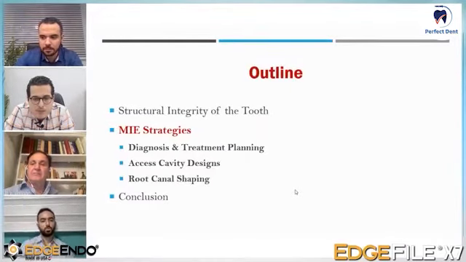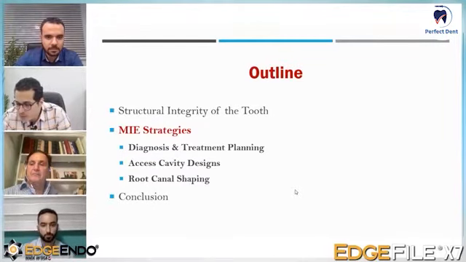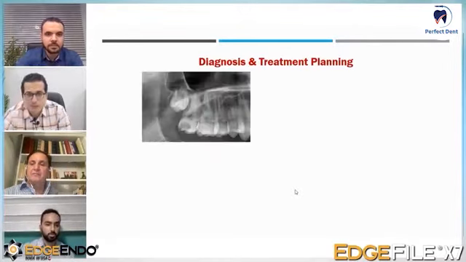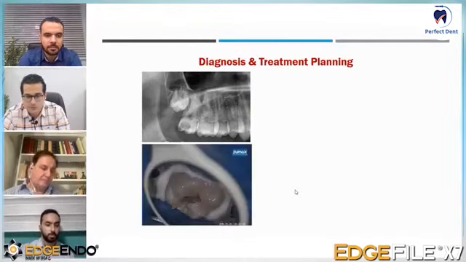So now going through the minimal invasive strategies, I believe that minimal invasive endodontics starts early from diagnosis and treatment planning, as well as access cavity designs and root canal shape. Because early from diagnosis, this young boy had an immature apex. Maybe it's not obvious in this X-ray. He had an open apex of an upper 7.